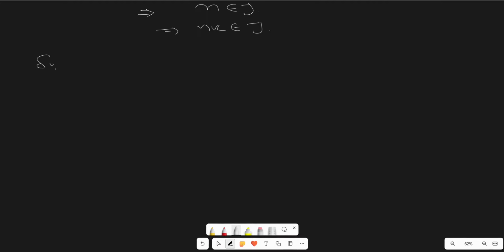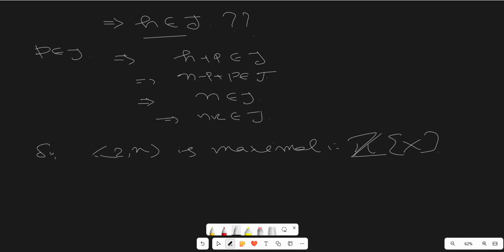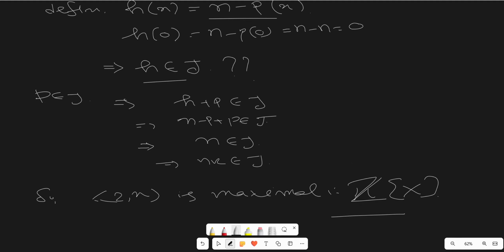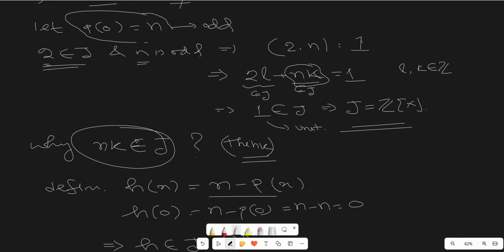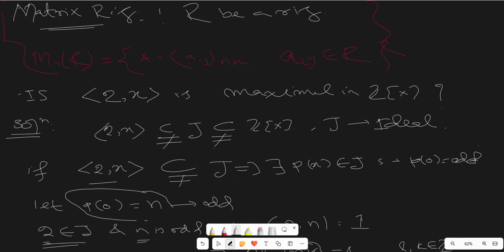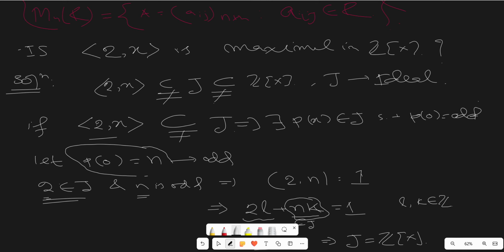So this ideal (2, x) is maximal in Z[x]. Are you getting my point? This ideal is a maximal ideal. See, I am repeating the proof of why this is maximal. Suppose (2, x) is inside J, so J is an ideal. So here (2, x) is inside J, right?